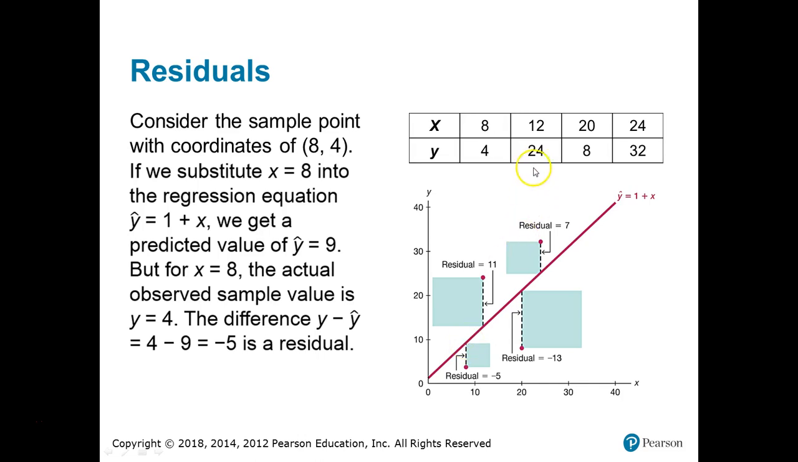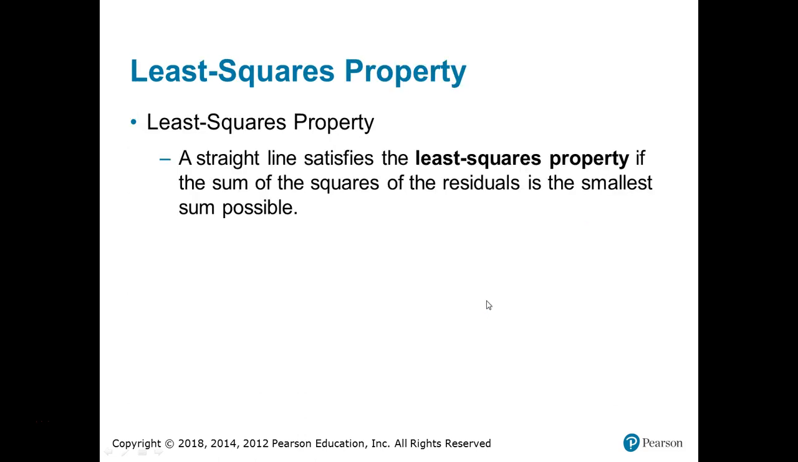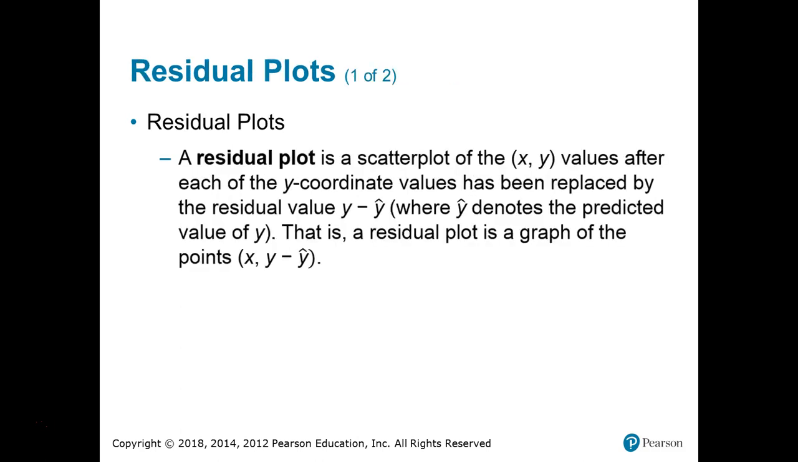Same for any of these. You plug in 12 into the equation right here, you get the y hat value should be around 13, but it's not. It's actually around 24. So the residual is the difference between the two of them, or 11, and so on. The least squares property is that a straight line satisfies the least squares property if the sum of the squares of the residuals is the smallest sum possible.